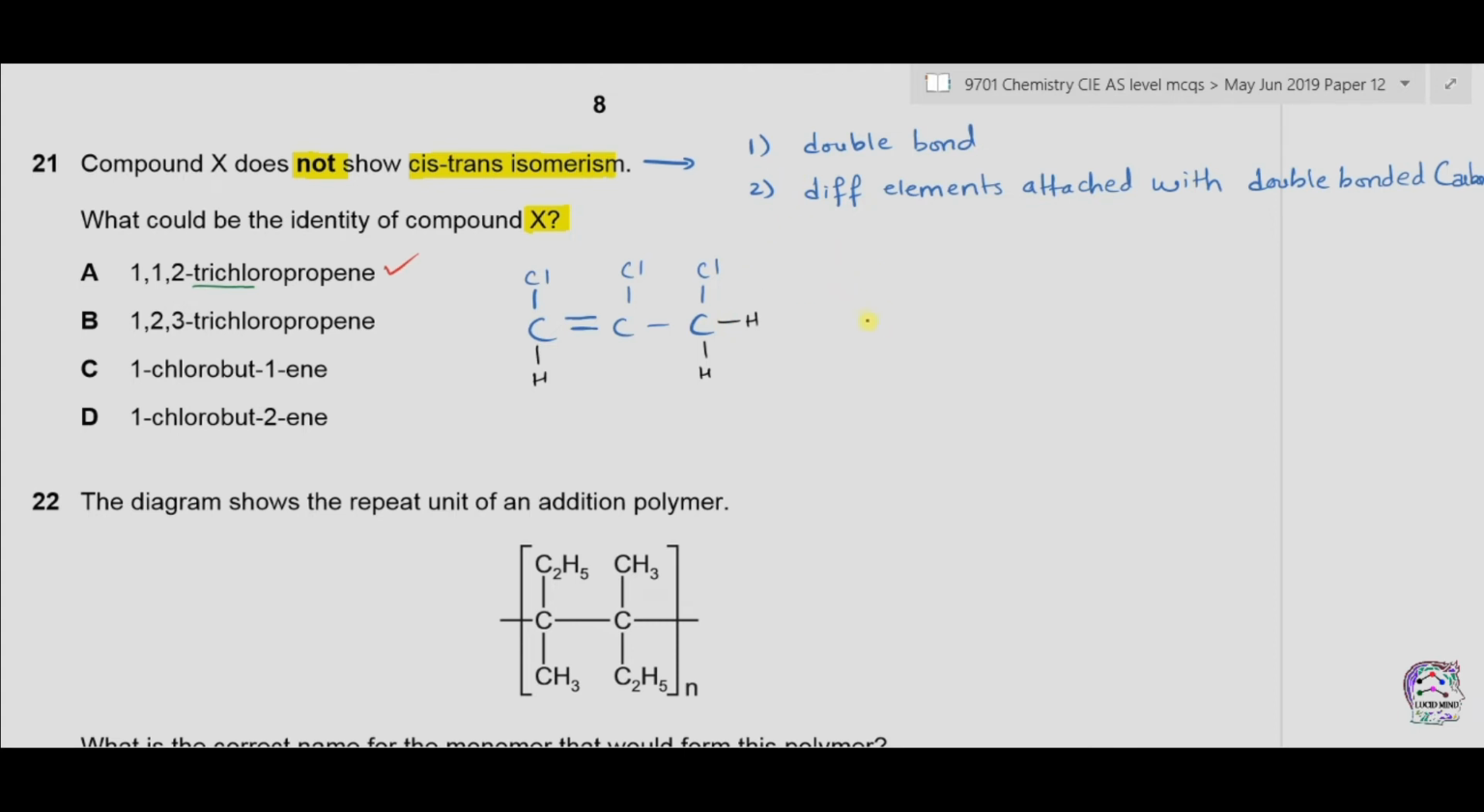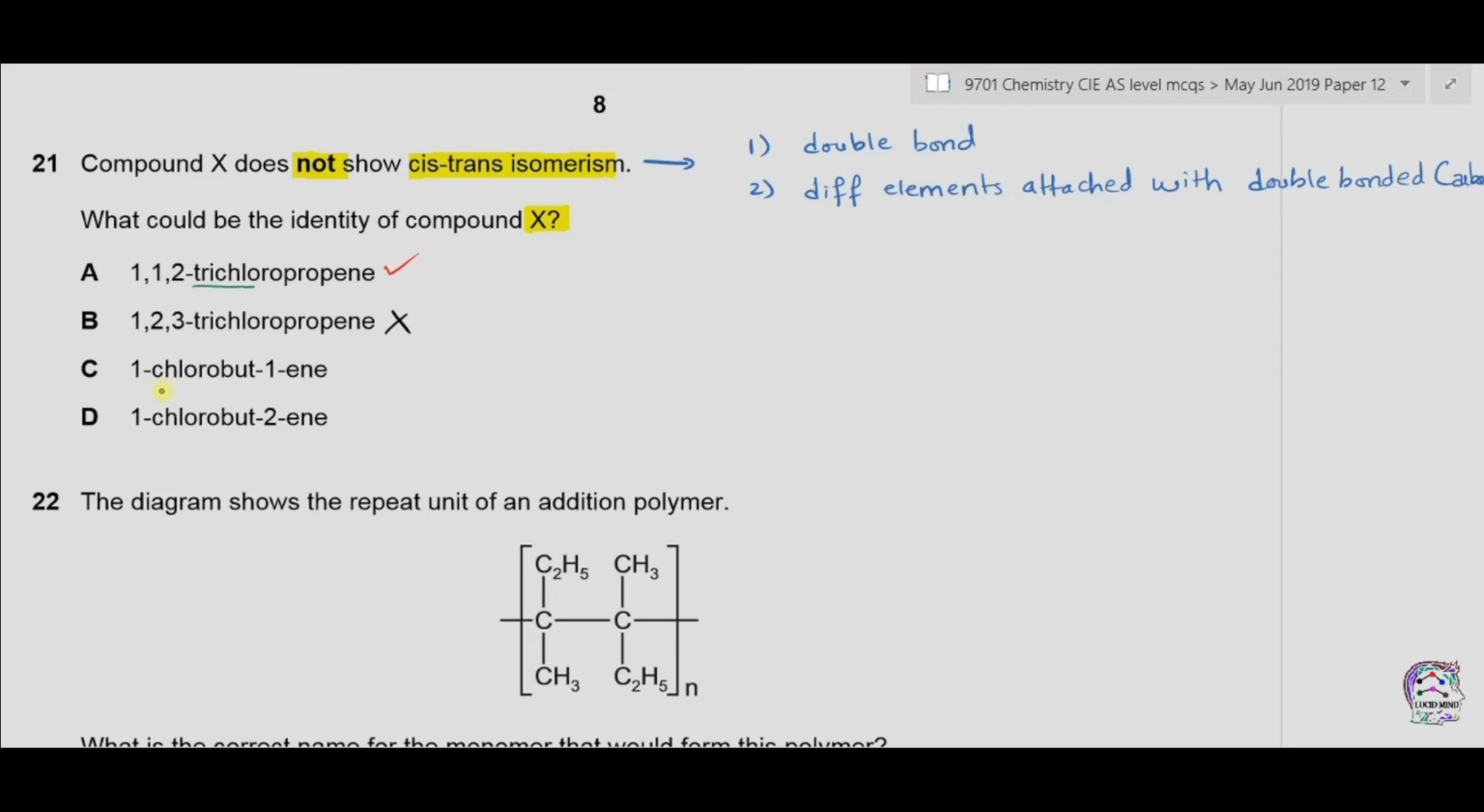So let's find out the conditions. First condition is that there must be a double bond. Yes, there is a double bond. Second condition is that there must be different elements or compounds attached with the double bonded carbon. So we have different with the first one, different with the second one. So both conditions are met. So therefore B shows cis-trans isomerism. So it is not the possible option.